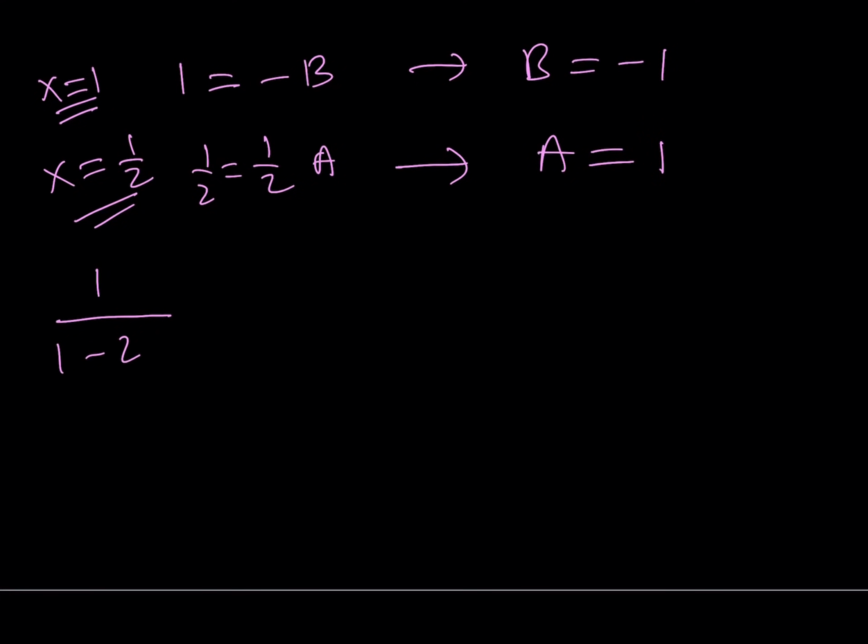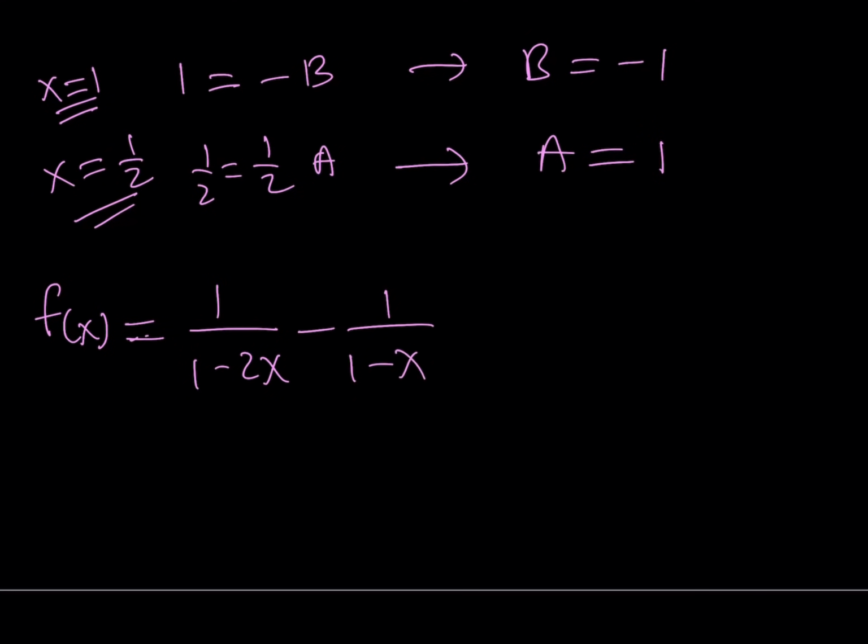1 over 1 minus 2x. By the way, this is my generating function. So let me rewrite that. It is f of x. And f of x is equal to 1 over 1 minus 2x minus 1 over 1 minus x. So now notice that these are two geometric series. So we can kind of work backwards with this.